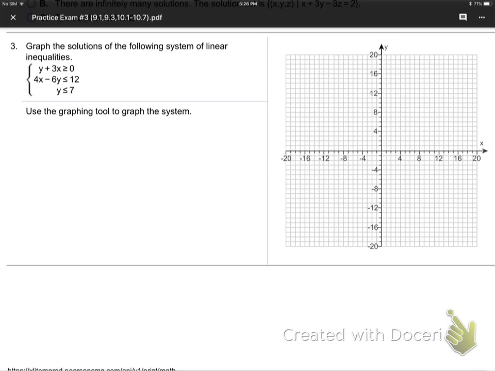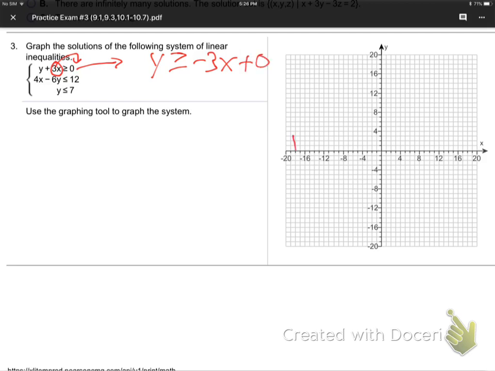Okay, so we got to graph these equations. Let's go over here. I'm just going to grab this 3x and jump it to the other side. Becomes y greater than or equal to minus 3x, right? When things jump to the other side of the equal sign, they change their signs. So I'll put a plus 0 out there.